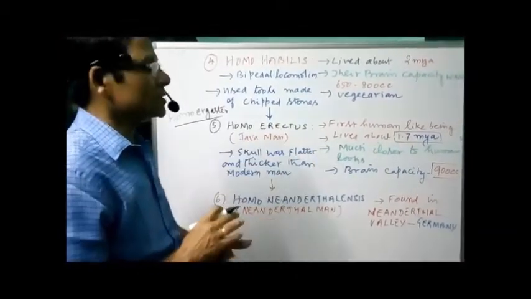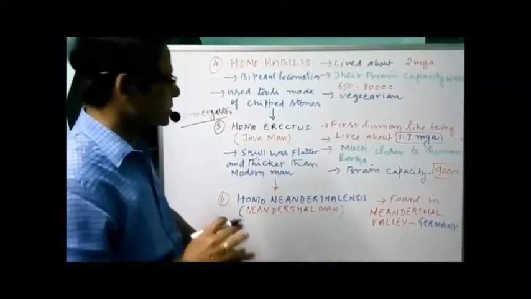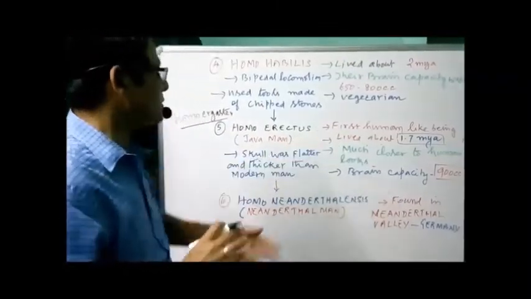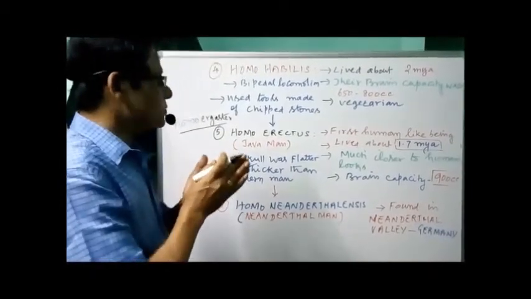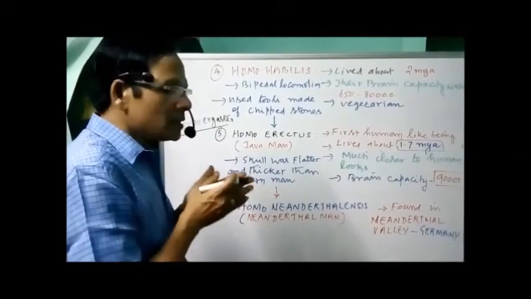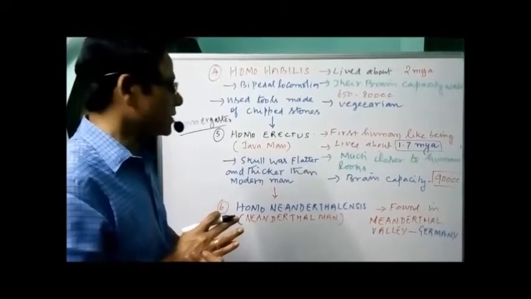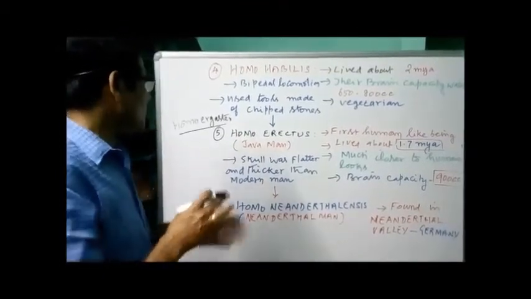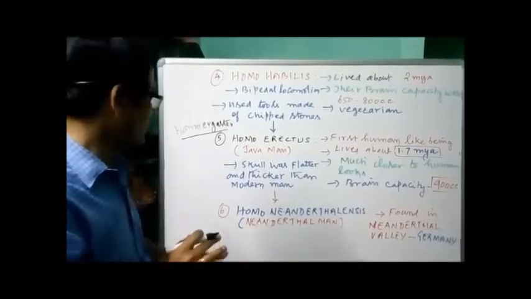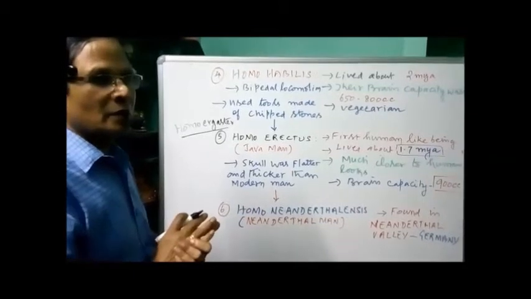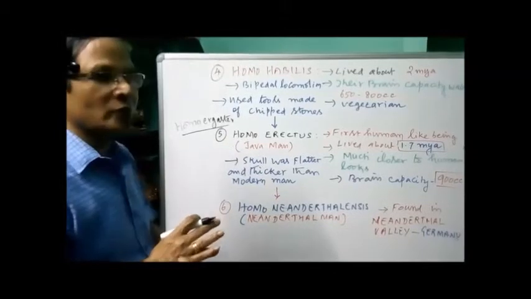They lived about 1.7 million years ago, whereas 2 million years ago we had Homo habilis. So they had a look more or less similar to modern humans. Here the brain capacity again increased from 650 to 800 cc to 900 cc. Now what are the characteristics? The skull was flatter and thicker than in modern man. First man showing semi-erect posture, that's why the name Homo erectus was given.